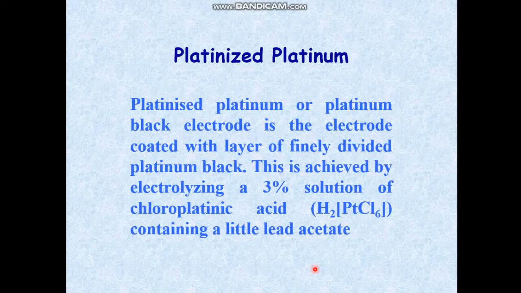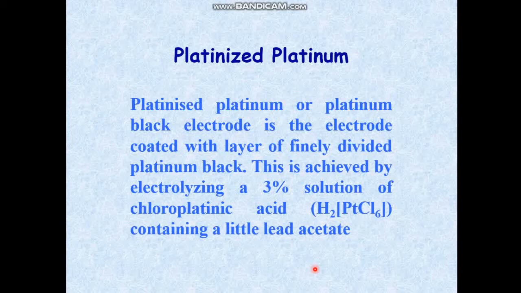This is actually the electrode which is coated with finely divided platinum black. So how can we coat the platinum rod or platinum plate with finely divided platinum black? This is achieved by electrolyzing a 3% solution of chloroplatinic acid. What is the formula of chloroplatinic acid? The formula of chloroplatinic acid is H2PtCl6. It's a complex compound, acidic.